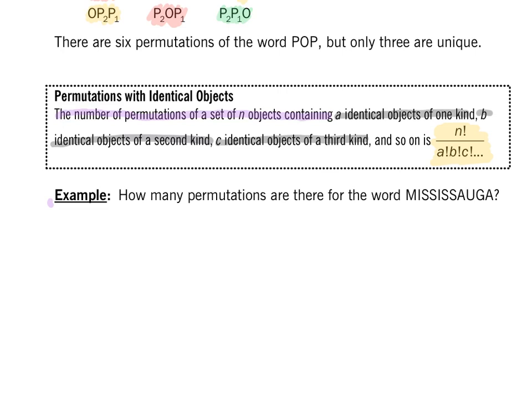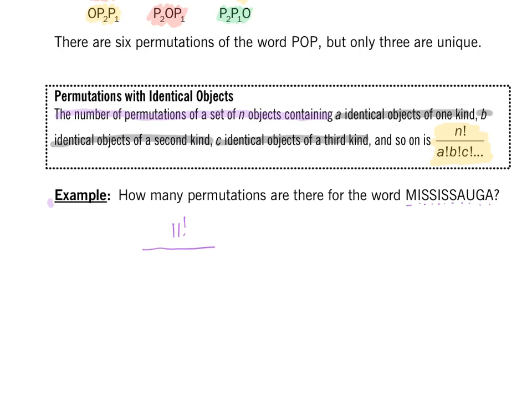How many permutations are there for the word Mississauga? So first of all, let's count the number of letters in the word Mississauga. 1, 2, 3, 4, 5, 6, 7, 8, 9, 10, 11. So that's 11 factorial.